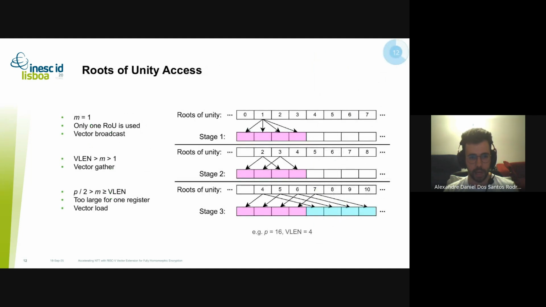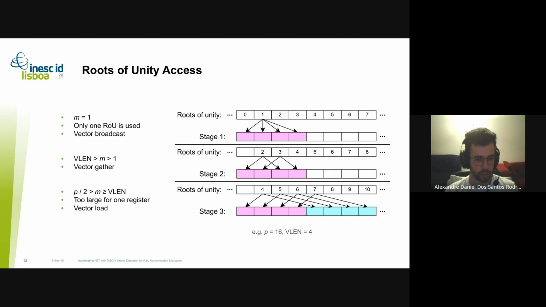So now we can see how we do our roots of unity access. When M equals 1, which is the start of one algorithm and the end of the other, only one of the roots of unity is used. And so we can do what's called a vector broadcast, which is very efficient. You just load one element, you split it across the vector, and then you can use the vector just fine.